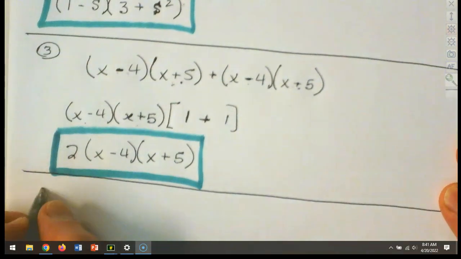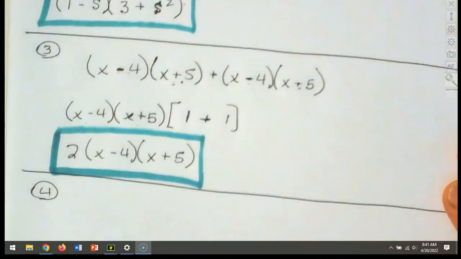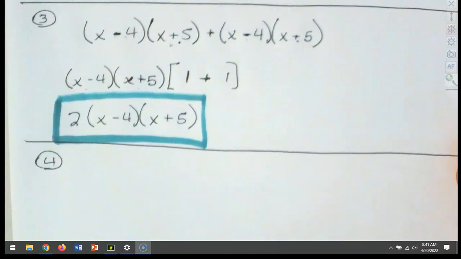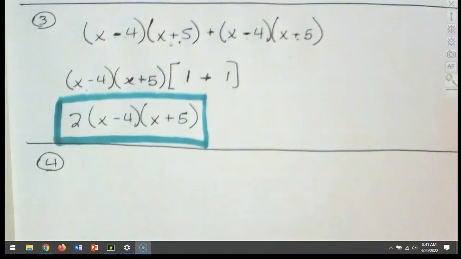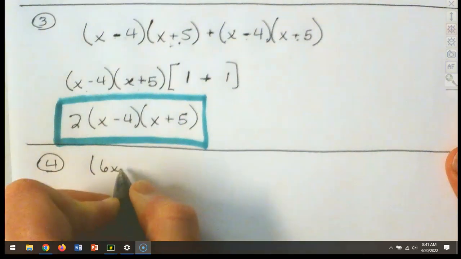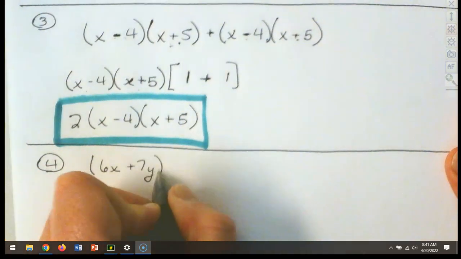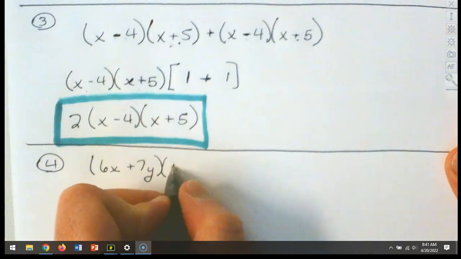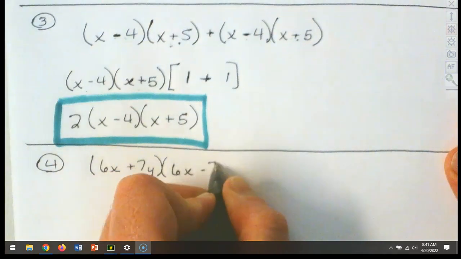Question 4. Now, on question 4, we need to see if this is factored. How do we know if something has been factored? Well, if it's been factored, nothing else will come out of it. Nothing's in common. They cannot be put together.